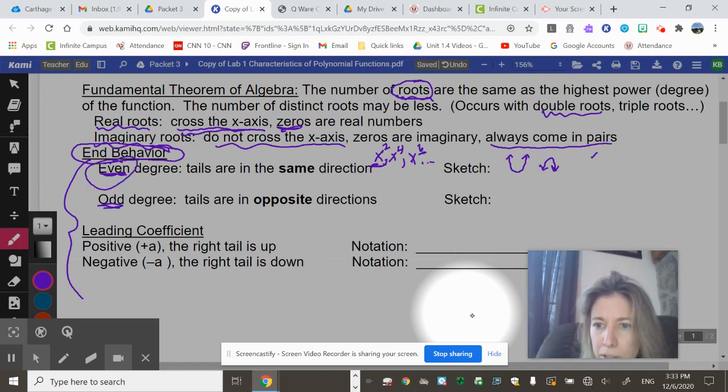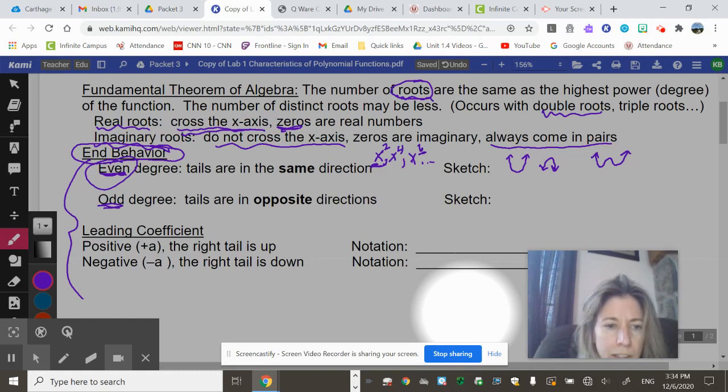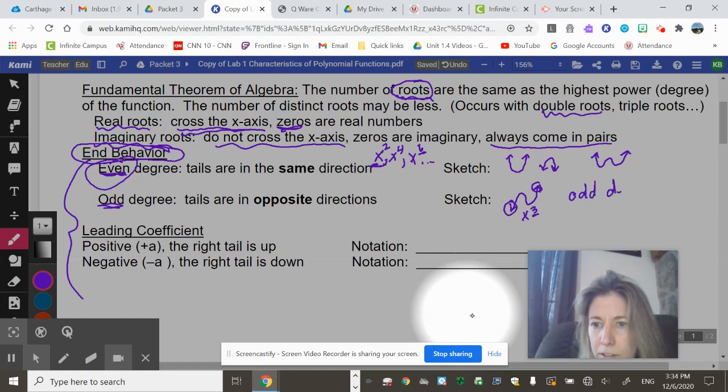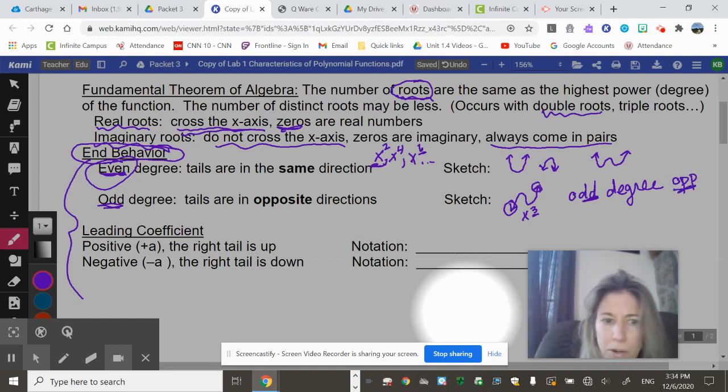A fourth power might look like this. Basically, the higher the degree, the more potential there is for curves. For an odd degree, the tails are in opposite directions. This is a sketch of a cubic, x to the third. Notice since we have an odd number as the highest degree, one tail goes down and one goes up. They go in opposite directions. If you flip the two d's around in "odd degree," you actually get the abbreviation for opposite. So odd degrees have opposite tails. That's something you can remember.